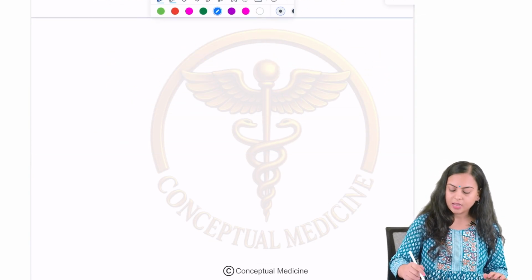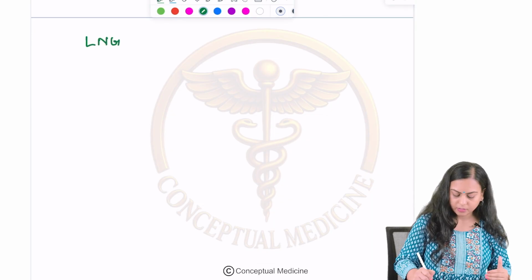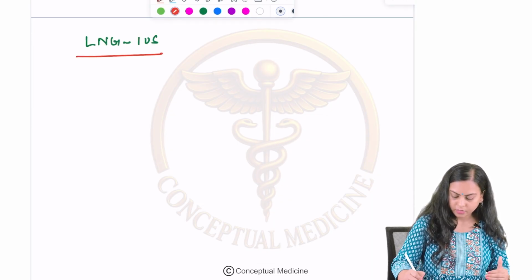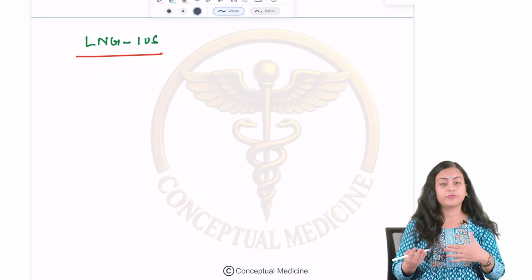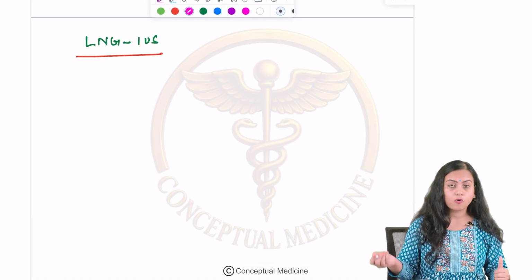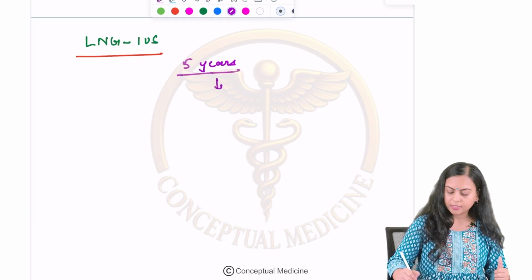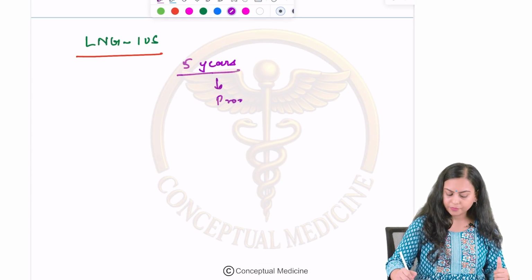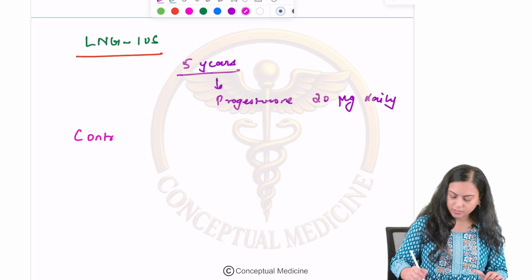Clear? Yes. We can also offer them levonorgestrel intrauterine system. So here, it's not about the dose. The thing is, it cannot be given when she is having acute bleeding. But the advantage of this is it can be kept for a period of 5 years intrauterine, and daily it will be releasing progesterone at a dose of 20 microgram daily. Clear? And what are the contraindications?